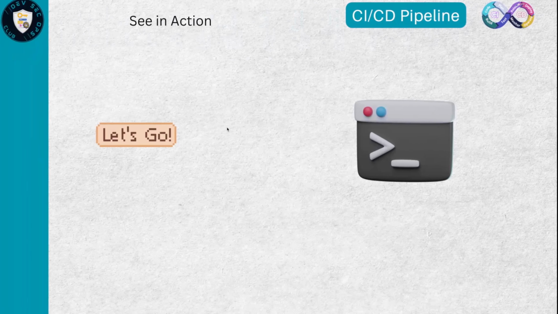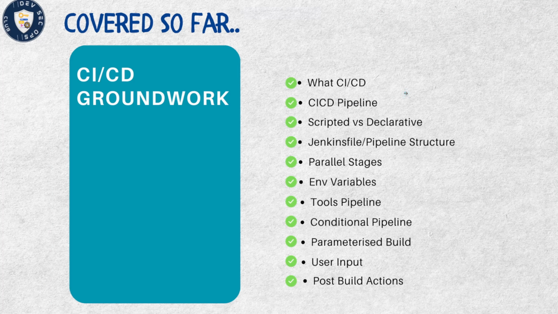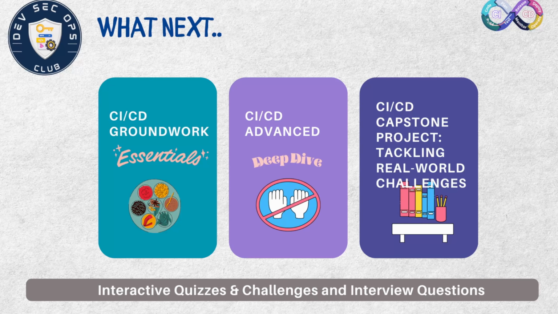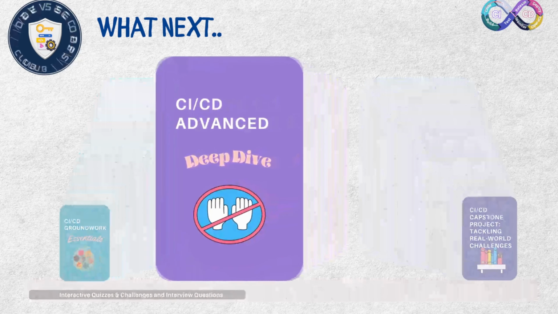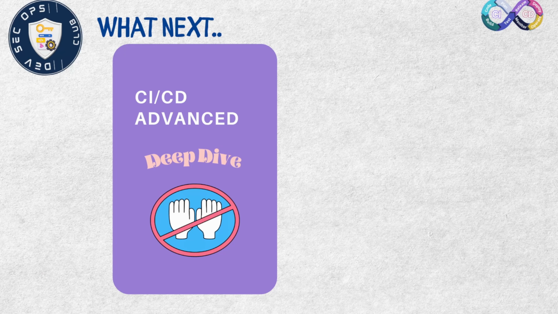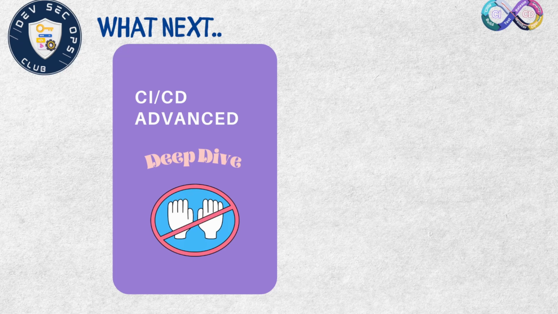Let's see what we have. So we have understood what a CI/CD pipeline is, scripted versus declarative. I've shown you how we write a Jenkinsfile, what its structure is, parallel stages, environment, tools, conditionals, and parameterized builds with user input. We didn't see it, but we are going to see it in the next one. Okay, and that is our next topic. So we have covered this, and now we are going to deep dive, right? In that we will be seeing how it works when you have multiple environments and multiple branches.